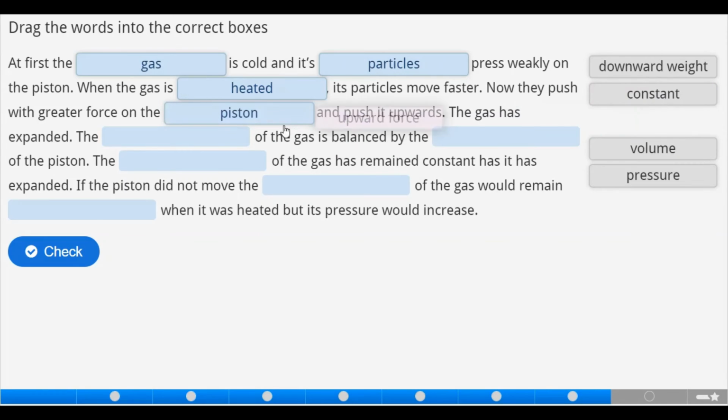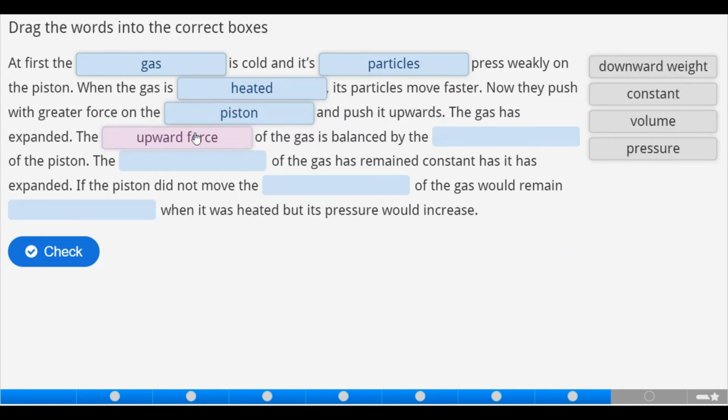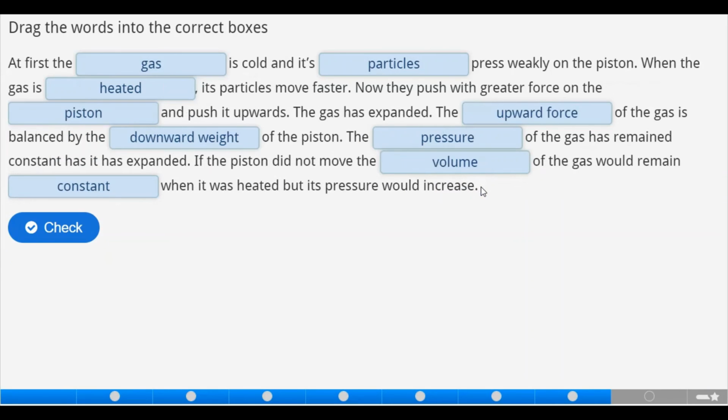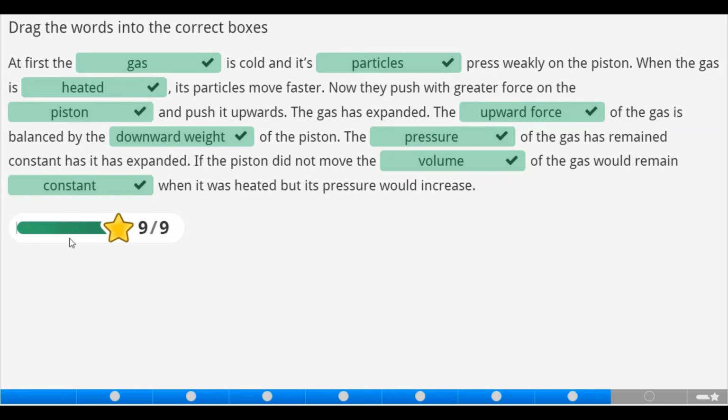The gas has expanded. The upward force of the gas is balanced by the downward weight of the piston. The pressure of the gas has remained constant as it has expanded. If the piston did not move, the volume of the gas would remain constant when it was heated, but its pressure would increase. So let's check. That's correct.